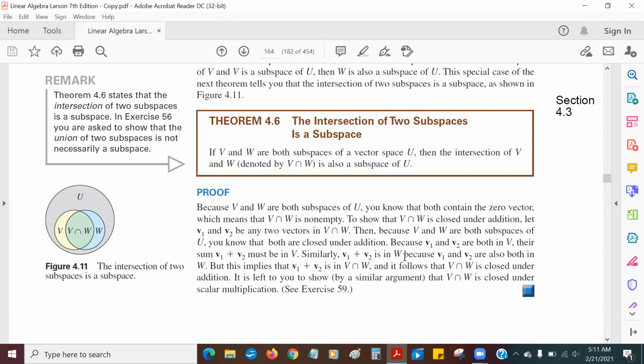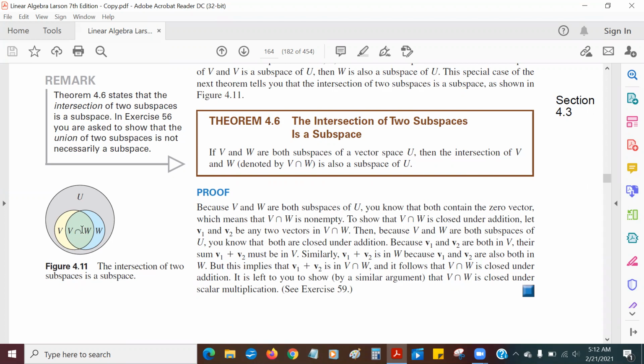So wait a second, we basically established here that V1 and V2 are both in the intersection, and the sum of these two vectors is also in the intersection. How do we know they're in the intersection? Well, if they're both in V and they're both in W, then by definition, they're both in the intersection. That means that V intersect W is closed under addition. So in other words, if we have two vectors that live inside this green football and I add them up, they're both part of V, so their sum is going to be in V. They're both part of W, so the sum is going to be in W.